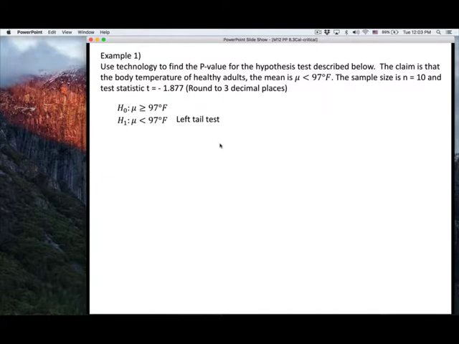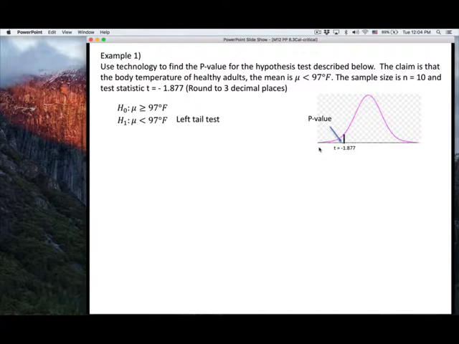Okay, now we're going to sketch the picture. It looks like the normal distribution with the left tail test. And then they're given the test statistic negative 1.877, so that will be here. This point will be t equal to negative 1.877. And this is going to be the left tail area. We need to find the p-value. The p-value will be equal to the left tail area. This part will be the p-value.